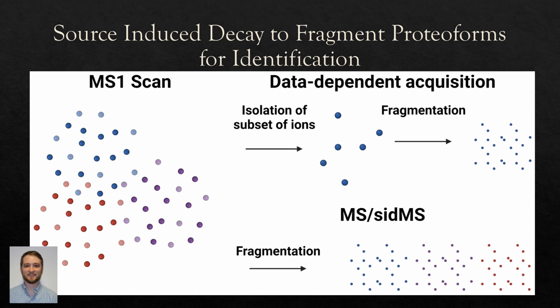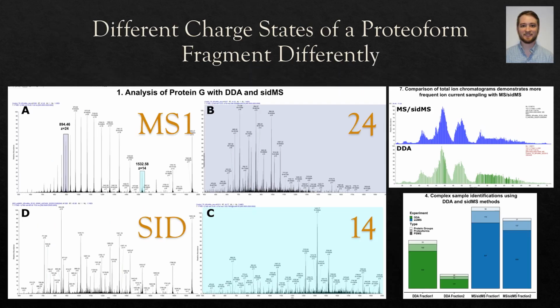Here we're doing a source-induced decay experiment, and this has been done for bottom-up. But basically, before the proteoforms even enter the mass spectrometer, the voltage is cranked up so that the proteoform starts falling apart. And so in comparison to a traditional experiment where you just isolate one charge state of a proteoform for fragmentation, here we're fragmenting them all together.